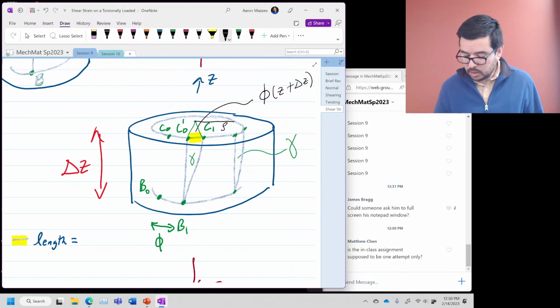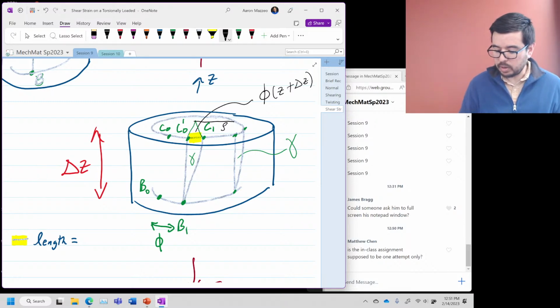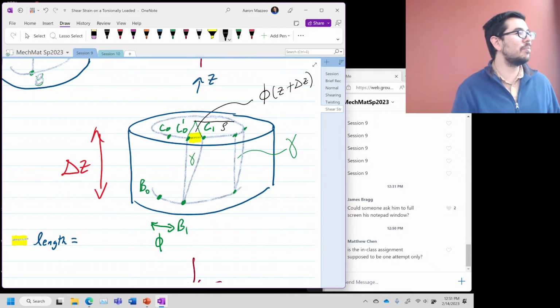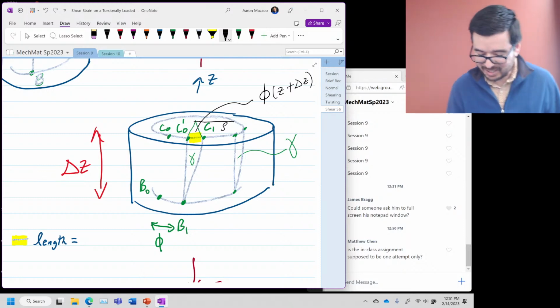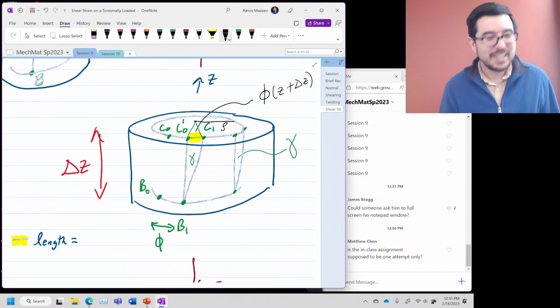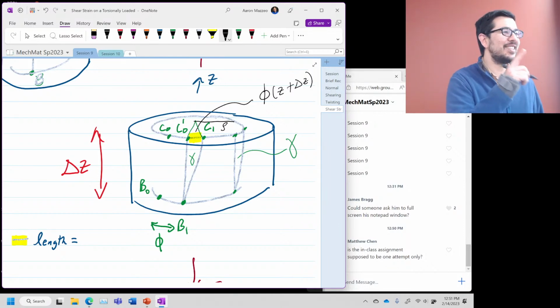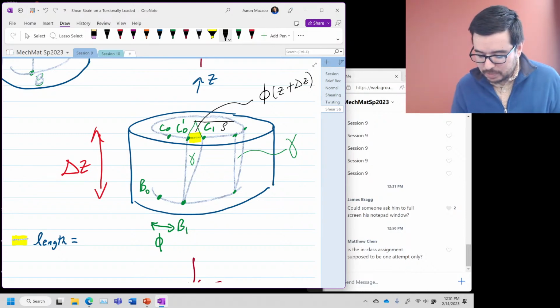No, the in-class assignment is not supposed to be one attempt only. If it is, then I'll go back and I'll fix it after class. Thank you. Okay. Have other people confirmed that? Okay. It's not supposed to be one attempt only. Okay. Sorry. I'll fix that afterward. I did have that thought of doing that, but I didn't want to do it in the end. Okay. All right.